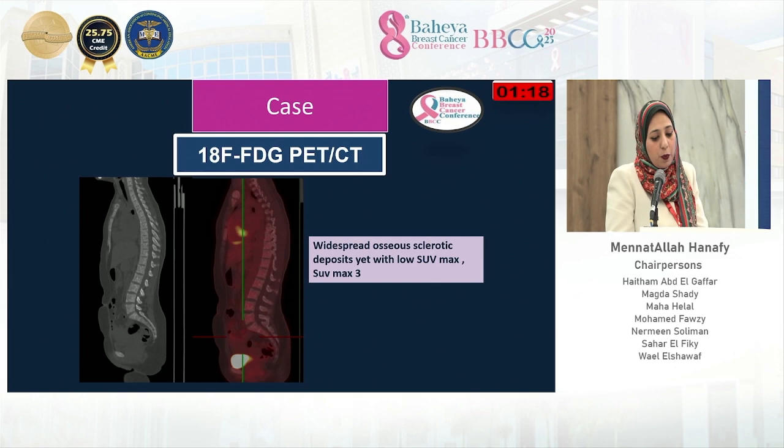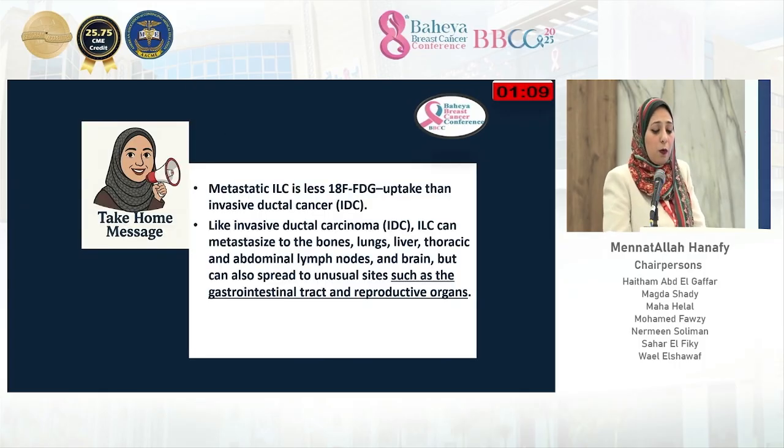FDG PET-CT was performed, revealing widespread osteosclerotic deposits, yet with low SUV max. SUV max was 3. So our take-home message in this case, metastatic invasive lobular carcinoma has less FDG uptake compared to invasive ductal carcinoma. Like invasive ductal carcinoma, invasive lobular carcinoma can metastasize to bone, lung, liver, thoracic and abdominal lymph nodes and brain, but it can also spread to unusual sites as gastrointestinal tract and reproductive organs.